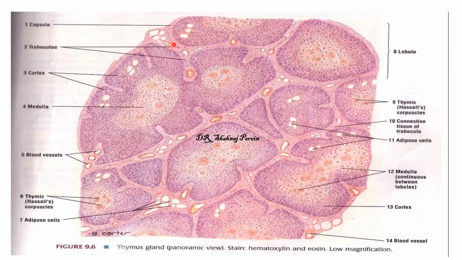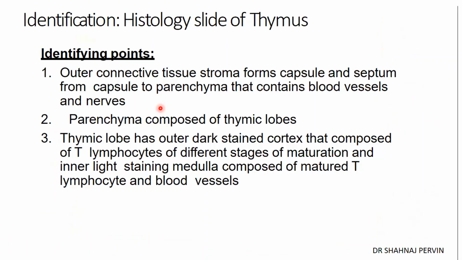At least two identification features. It has the outer cortex and inside the medulla. In the center of the lobe is the medulla. Cortex contains immature T lymphocytes, medulla contains mature T lymphocytes, and Hassall's corpuscles are present here. So these are the identification features of the thymus.